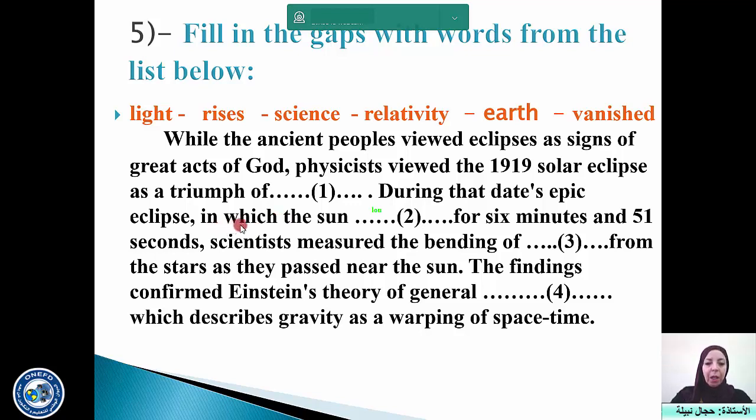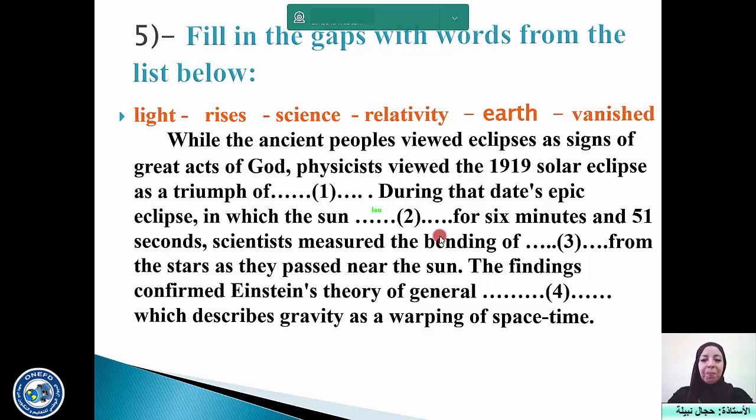For the next one, during that date's epic eclipse, in which the sun for 6 minutes. Now it's clear that a verb is missing. It can be the first or the second, rises or vanished. Then look for the meaning of the sentence, all right? Let's see the correction.